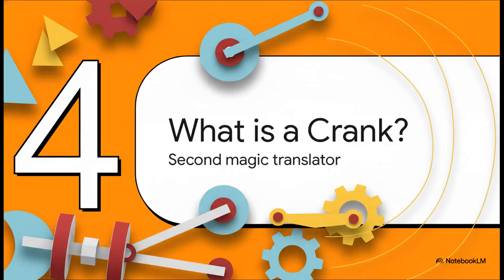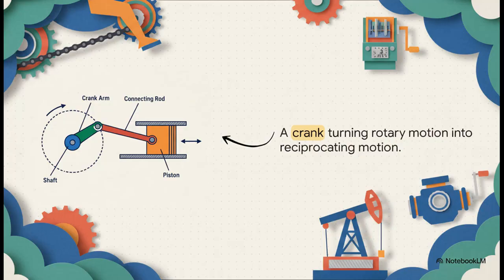Section 4. What is a crank? The second magic translator. Now, engineers are pretty smart, and they know there's always more than one way to solve a problem. If we don't want to use an egg-shaped cam, well, we can use a crank. This mechanism might look a tiny bit more complicated with connecting rods and pistons, but I promise you, you already know exactly how this works.